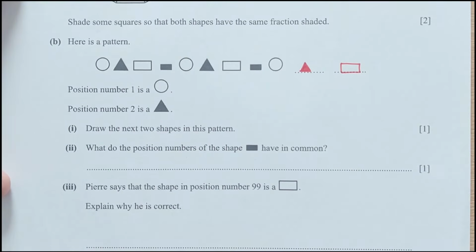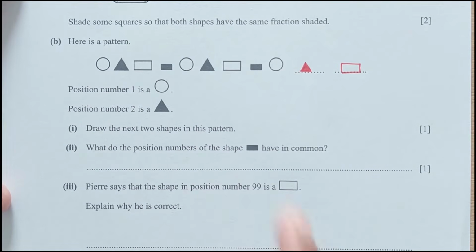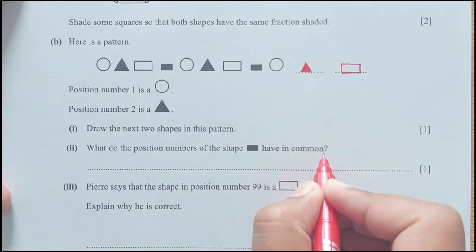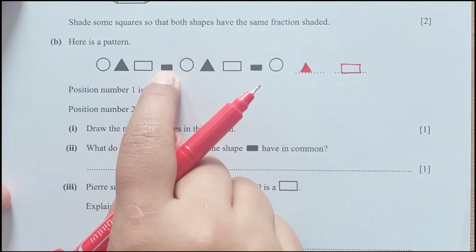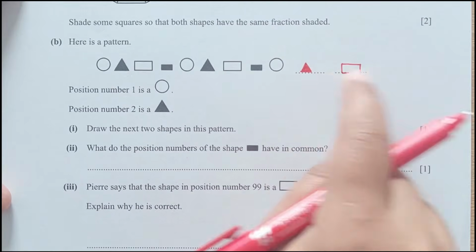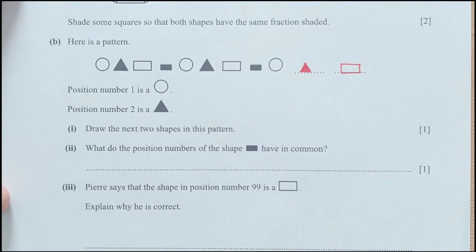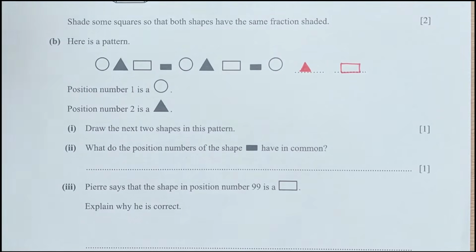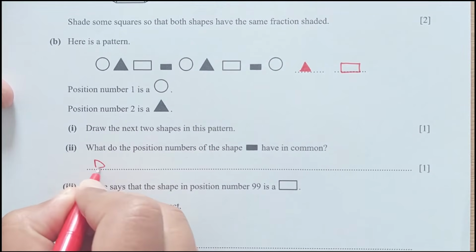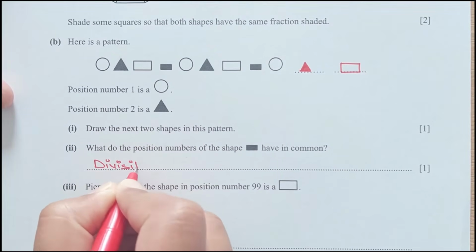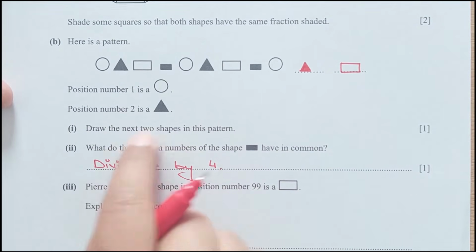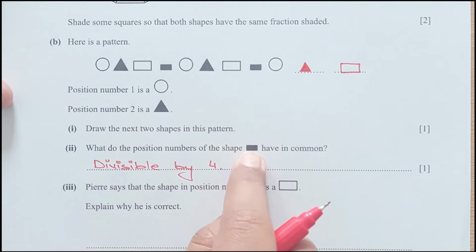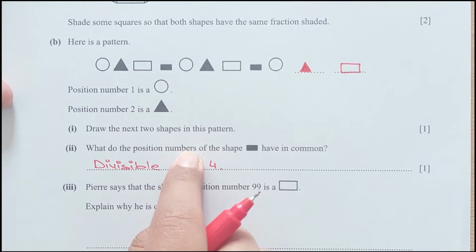Right. Now for the second part, what do the position numbers of this shape have in common? Okay, 1 2 3 4, and then 1 2 3 4, and then 1 2 3, and then 4, means every fourth position it comes. So we can say that it is a multiple of 4, or divisible by 4. Each position number that is a multiple of 4, this shape appears, right? So the position number is divisible by 4.